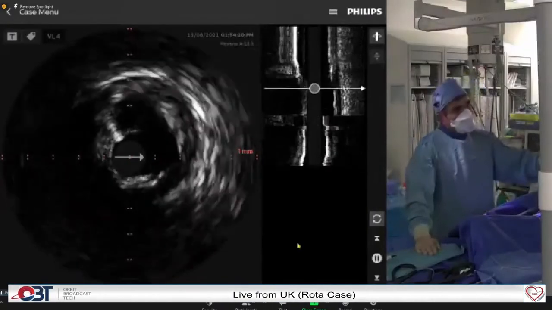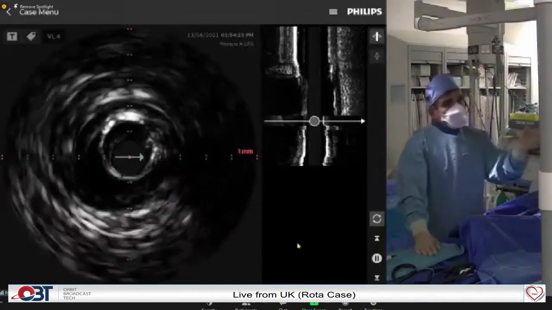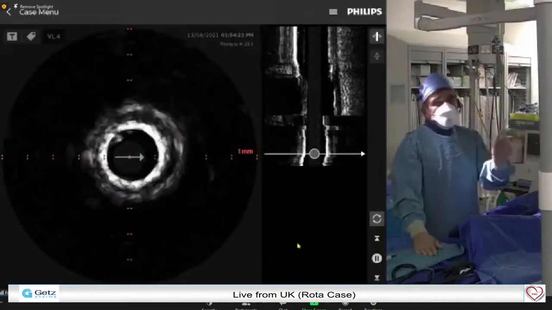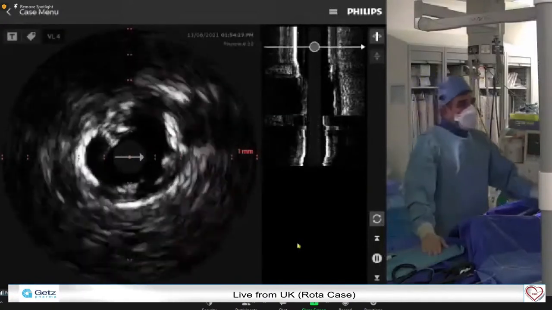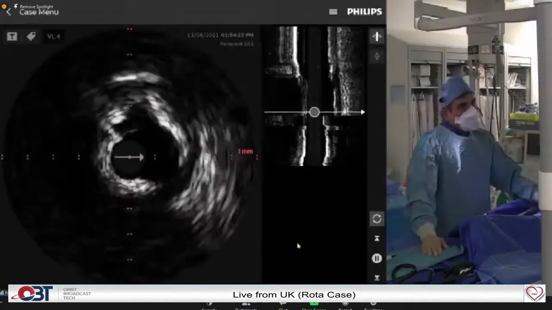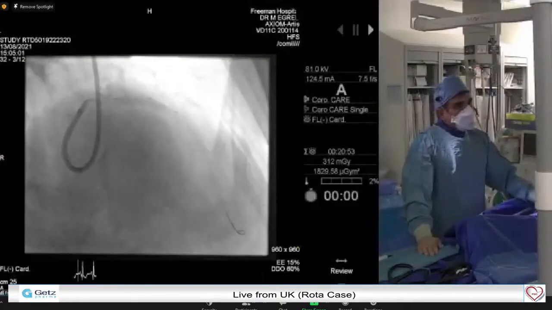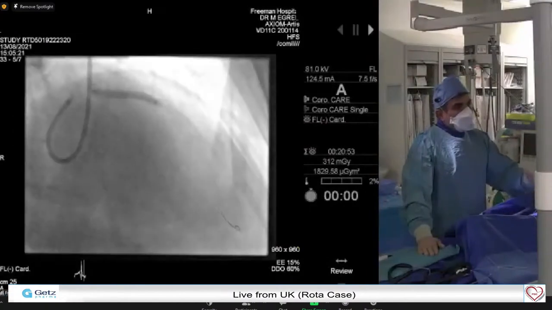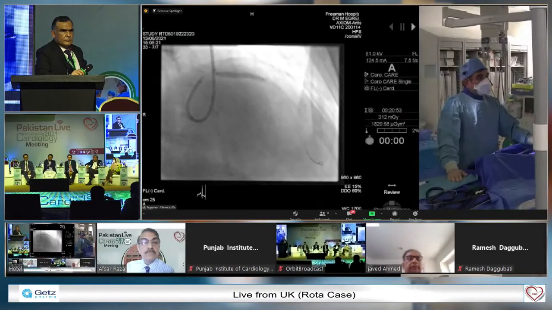So now we came pre-dilated, and now, as I said, I will stent the proximal LAD and leave a very short area so I could take my wire out without any worry. Next. This is the stent going in. Next. And we just deployed it. We'll post-dilate it a little later. Next.